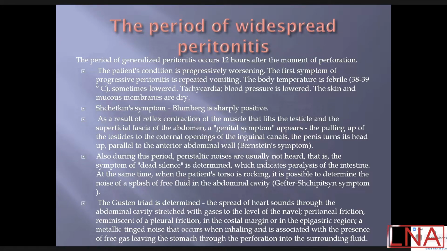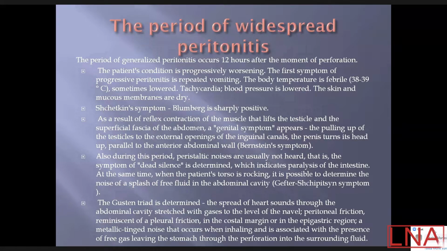The Blumberg symptom is positive, a result of reflex contraction of the muscles that lift the testicle and the superficial fascia of the abdomen. Genital symptoms appear, with pulling up of the testicles to the external opening of the inguinal canal. The penis turns its head up, parallel to the anterior abdominal wall. These symptoms may be seen and are called Bernstein symptoms.